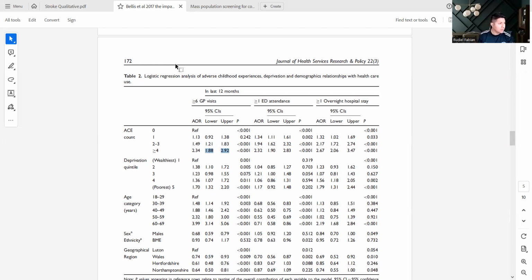Because your null hypothesis is that people who have, in this case, 3 or more than 4 ACE scores are no more likely to use the GP than people who have a 0 ACE score. And you would reject that in favor of the alternative, which is that people with 4 are more likely to use the GP than people with a 0 score.